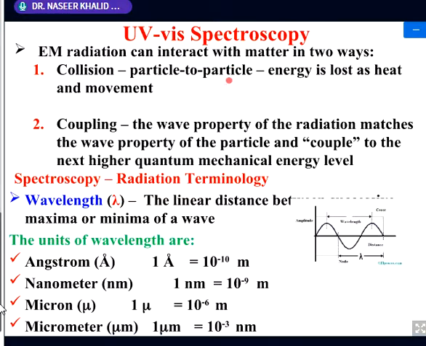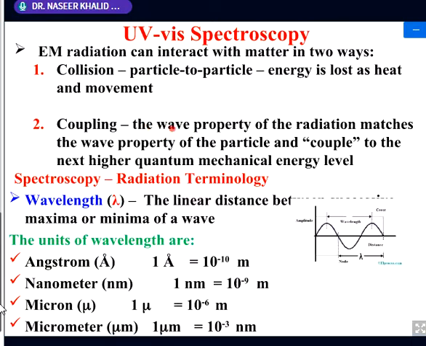So particle to particle collision takes place and energy is lost during this, as heat loss or as movement of the particle. The particle which has high energy will decrease its movement, whereas the particle of low energy, on absorption of energy, will move faster; its movement will increase. This is because particle collision is there.